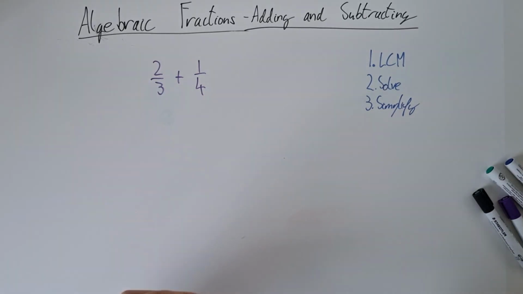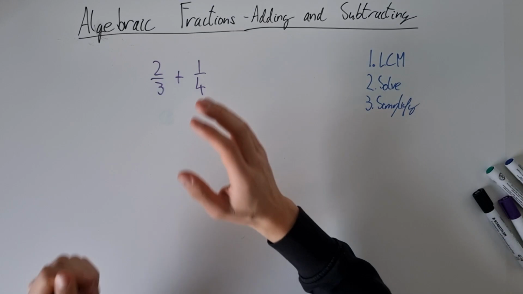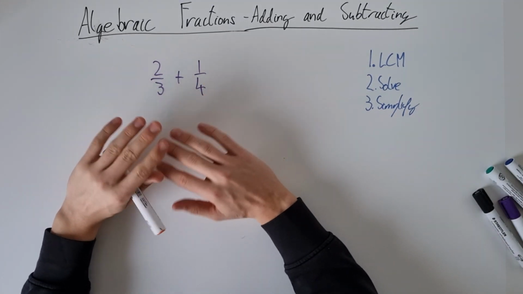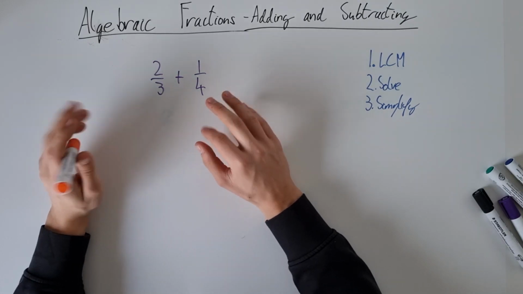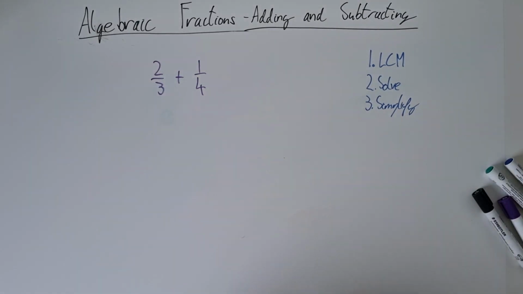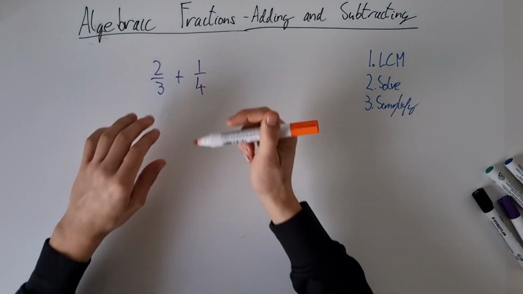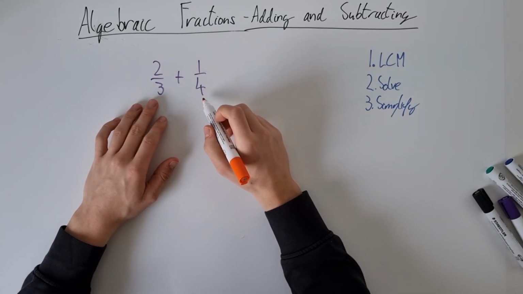So just to help you understand the process, we're going to go over a really simple example, not algebraic fractions, just normal fractions, to show you the process. As you might know, when we are doing simple fractions like this, we need to have a common denominator first. So we need to make these denominators match.